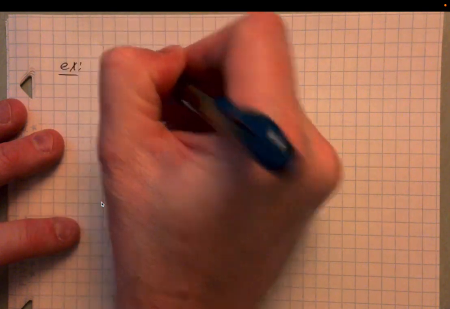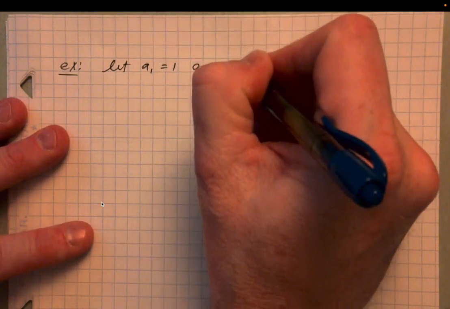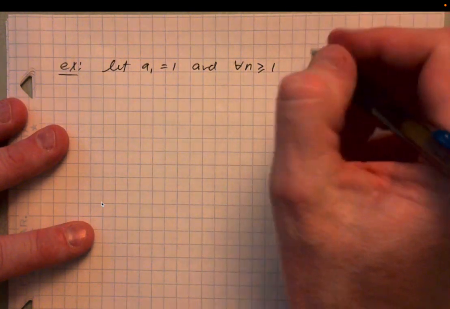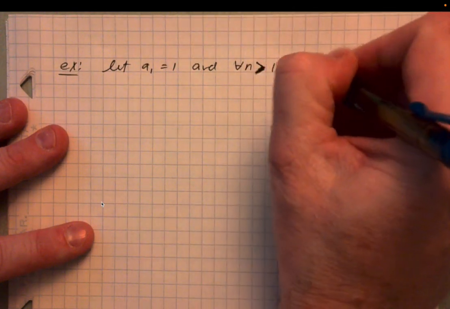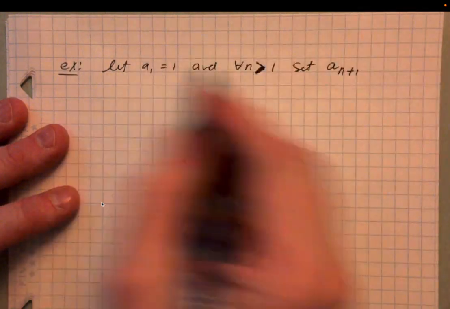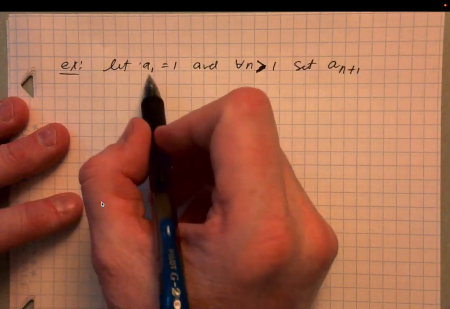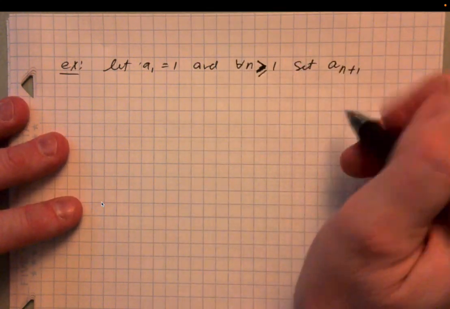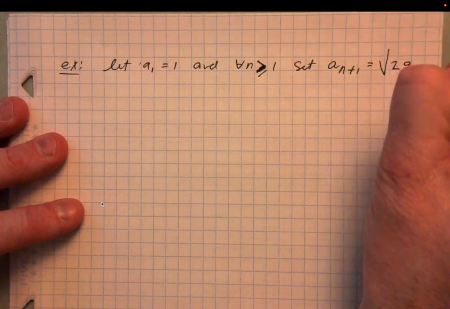Let a sub 1 equal 1, and for all n greater than or equal to 1, we're going to set a sub n plus 1. I'm sorry, one second. Let me write this right. So we're going to let a sub 1 equal 1, and for all n greater than or equal to 1, we set a sub n plus 1 equal to the square root of 2 times a sub n.